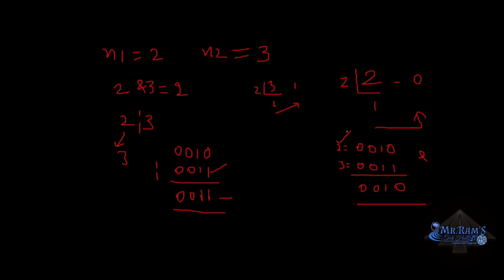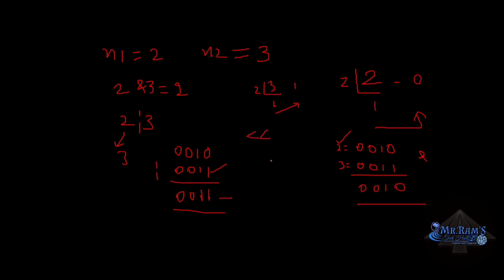Like this we can do it. We are performing operations on binary values. That's what bitwise operators mean. In the same way we can do XOR also. And also, what are left shift and right shift?